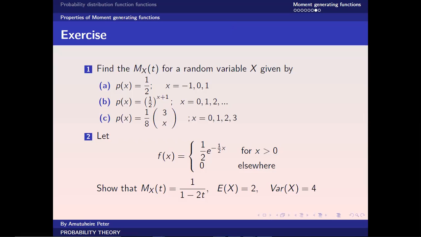So when I differentiate with respect to t, I get a half e^t minus a half e^(-t). This is the first derivative. Then when I evaluate the first derivative at t equal to 0, this gives me a half minus a half, so this is equal to 0. So it means the expectation for this random variable is equal to 0.